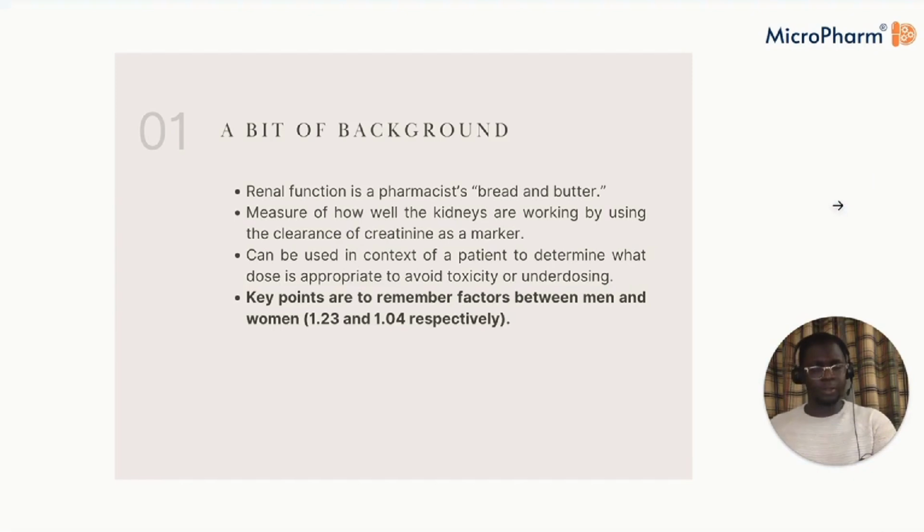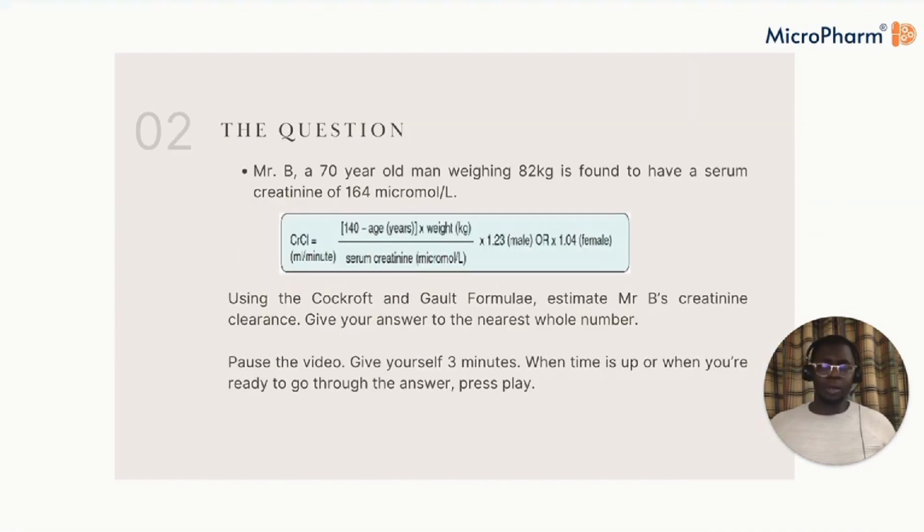But let's look at the question itself. So we have Mr. B, and Mr. B is a 70-year-old man who weighs 82 kilograms, and he's found to have a serum creatinine of 164 micromole per liter. Using the Cockcroft and Gault formula, estimate Mr. B's creatinine clearance. I want you to give your answer to the nearest whole number. I want you to pause the video, give yourself 3 minutes. When time is up or when you're ready to go through the answer, press play.